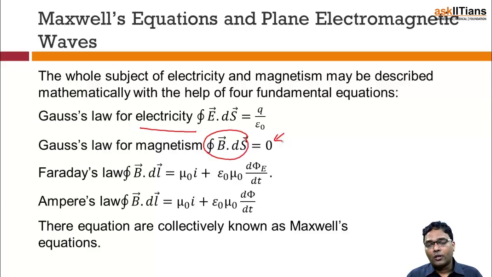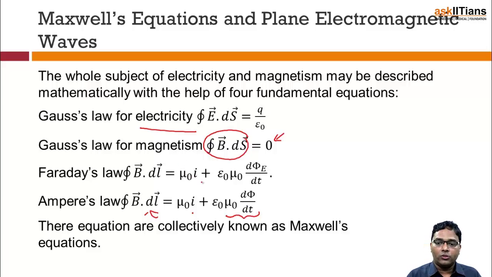Going further, Ampere's law is B dot dl equals mu naught into I, which we are aware of. In addition to that, we add a factor of epsilon naught d phi by dt. When we add that part, it gives rise to the extra bit, which is the displacement current. So here comes the displacement current.